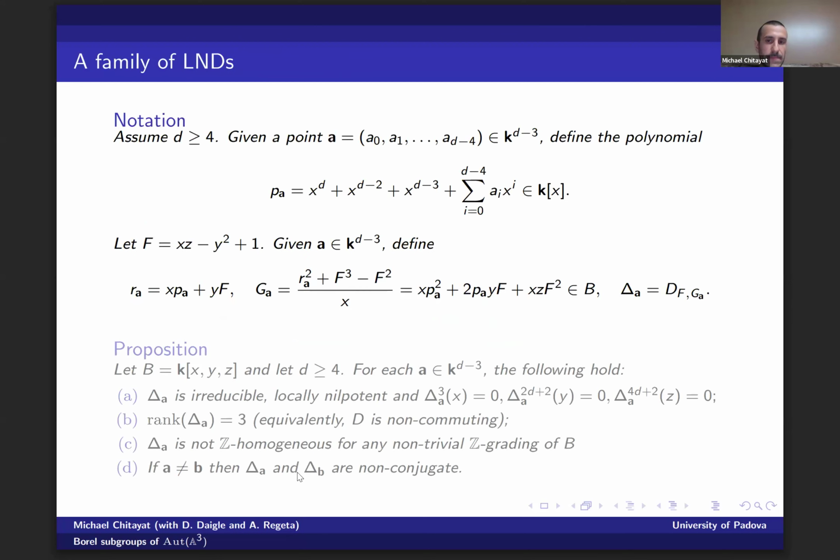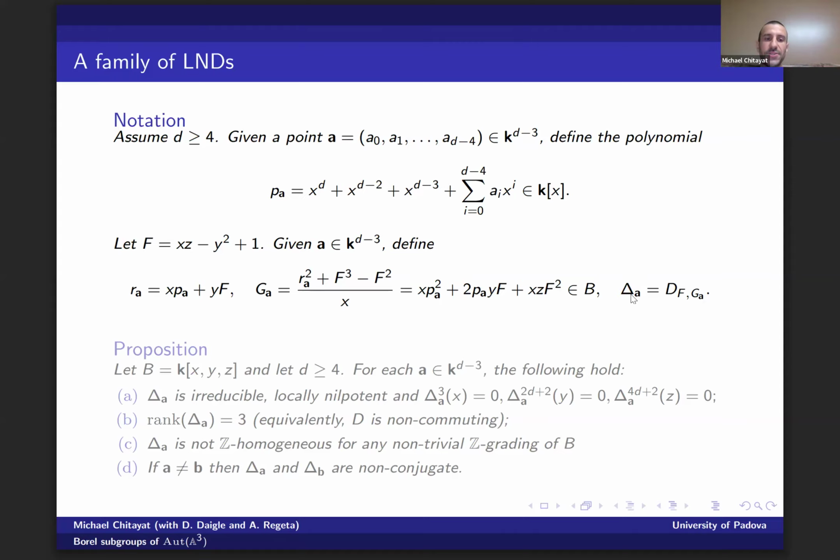So you don't need to worry about the details here, but basically the main idea is that you choose some D, any integer, and you pick a point in affine space of dimension D minus 3. And for each such point A, you cook up a derivation delta A, this delta A at the bottom right. And all of these points give you distinct derivations delta A.